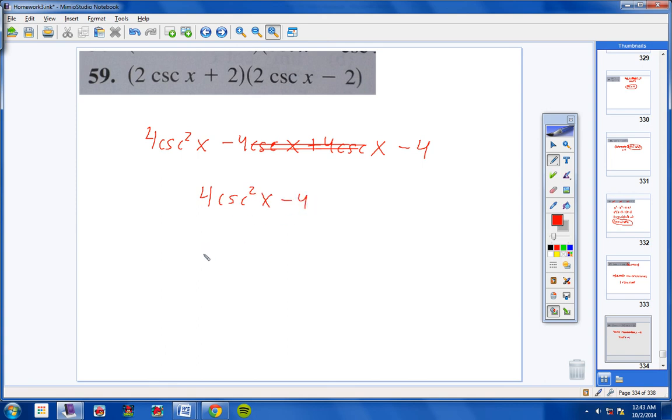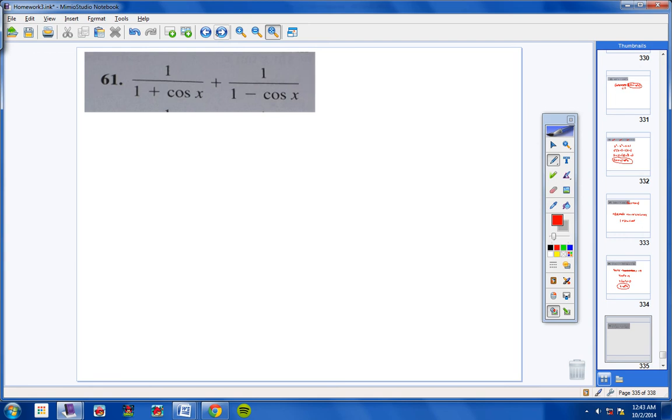Now I would factor out a 4, and you're left with cosecant squared x minus 1. Okay? Now, cosecant squared x minus 1 is this whole group right here I just circled, the same thing as cotangent squared x. And I believe that's what the back of the book has. Yes, it is. So we're doing good. Okay, moving on, students, to number 61. Number 61. And let's see what the directions say here.